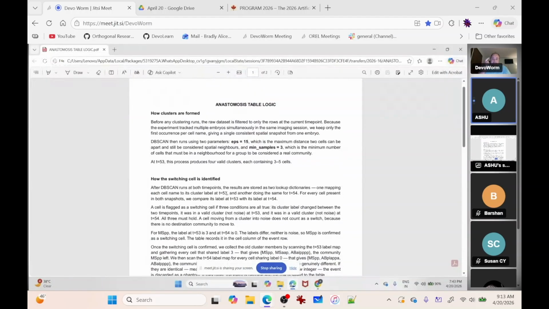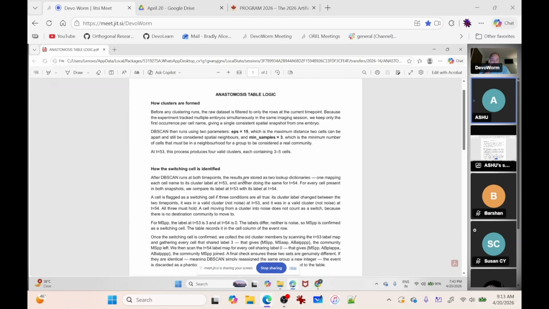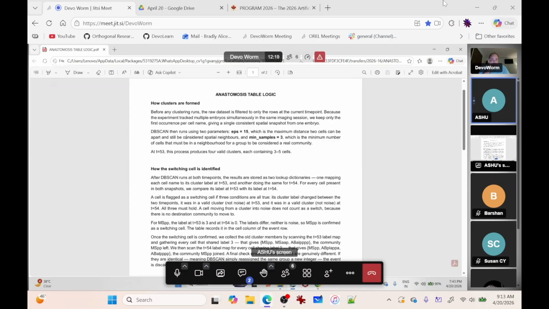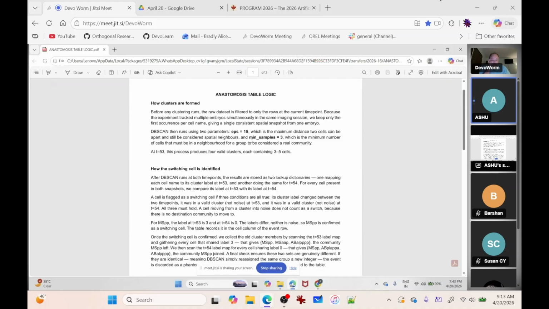Okay, this is the documentation of how clusters were formed in that anastamoses table. So basically, I have used DBSCAN to form clusters with EPS 15 and a minimum sample of 3. DBSCAN runs on only two parameters: first, EPS 15, and another, the minimum sample of 3, which sets the maximum distance cells can be apart and still be considered spatial neighbors. At T53, this process produces 4 valid clusters, each containing 3 to 5 cells.